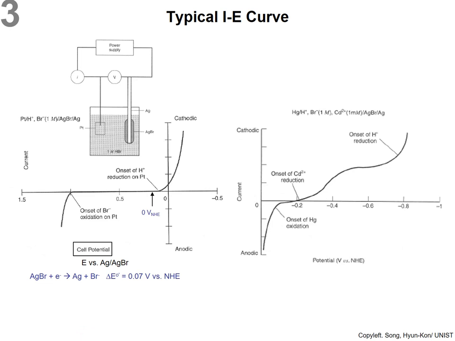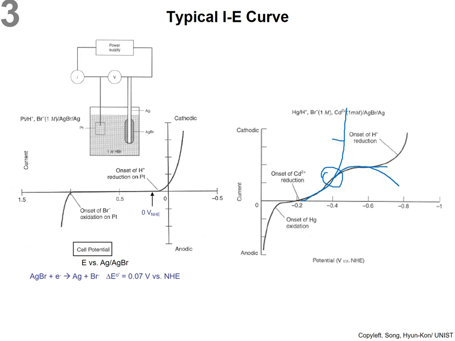So let me draw some line. If you don't have any mass transfer limitation, the Faraday current starts from around minus 0.2 and then exponentially goes up like that. However, around here, your cadmium 2 plus is experiencing a mass transfer limitation, so the current is limited like that. Sometimes it goes down due to the depletion of cadmium 2 plus on the surface of the electrode. So let me write down.